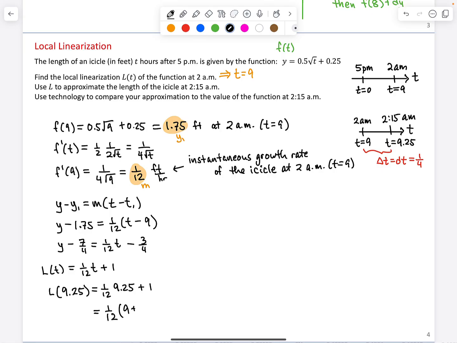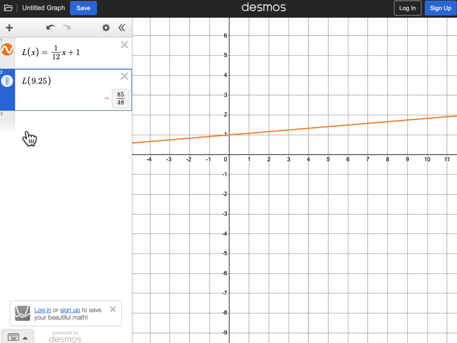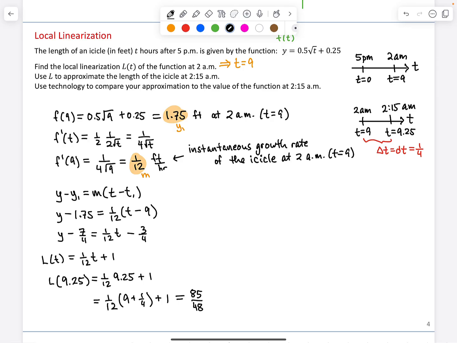9.25 is 9 plus a quarter, and I could take the time to get a common denominator, but let's speed this up with technology and figure out what fraction this is. So this time my L of x, I'll still use x when graphing, even though on paper we're using t as the independent variable, but L of x would be 1/12 of x plus 1, and then we want to plug in 9.25 and then convert to fraction. And this is an approximation of the length of the icicle at 2:15 a.m., so this will be measured in feet. And then finally, use technology to compare our approximation to the value of the function at 2:15 a.m.